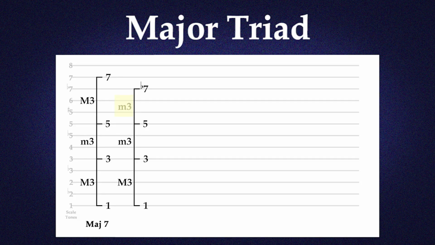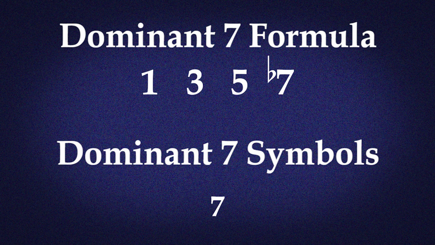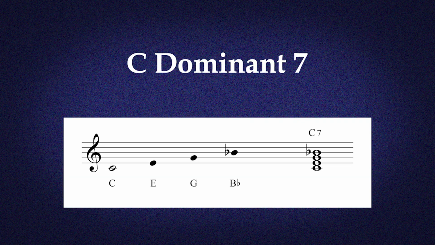When we add a minor third to the top of a major triad, it gets us to the minor seventh of the scale. This is called a dominant 7 chord. Its formula is 1, 3, 5, flat 7, and is labeled by simply adding the number 7 after the chord's root. This is why the major 7 chord has to have an indication of the value major. Without it, the chord is a dominant 7. A C dominant 7 chord would be spelled C, E, G, B flat.